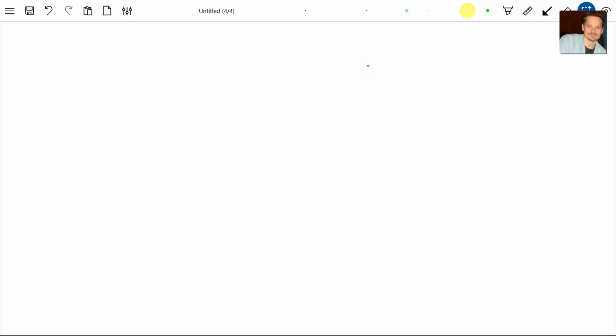Hello everybody, in this one let's take a look at rewriting summation notation by changing the index. It's a bit of a tricky thing for some people, so let's look at some examples of how that works.